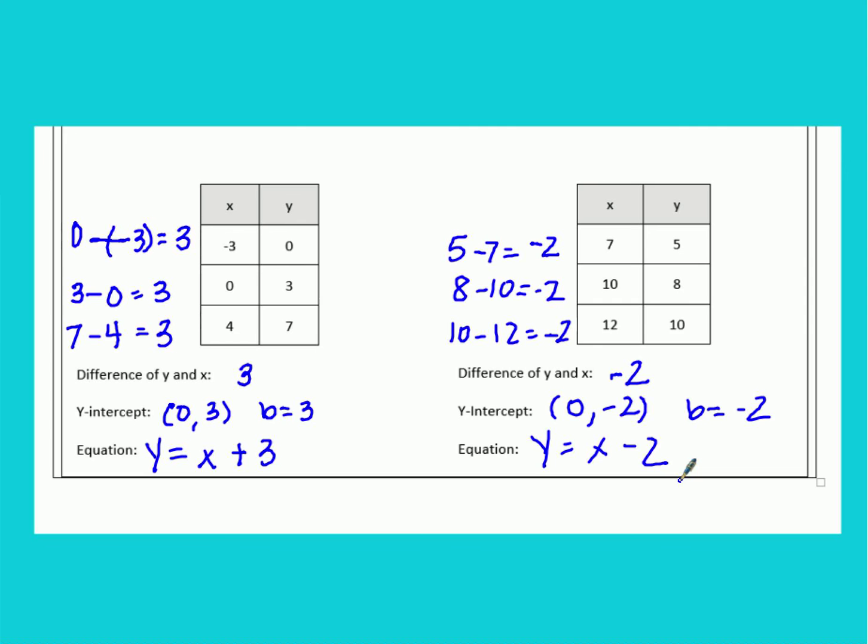Now the other way you can see this is if you look at x and you see y, what do you have to do to this negative 3 to get 0? We just have to add 3. To get from 0 to 3, we have to add 3, and to get from 4 to 7, we have to add 3. So each of these x values here, when you add 3 to them, we're going to get their y value. Now for here, 7 minus 2 is going to get us 5. 10 minus 2 is going to get us 8, and 12 minus 2 is going to get us 10. So you can see the pattern in the table just like that as well.